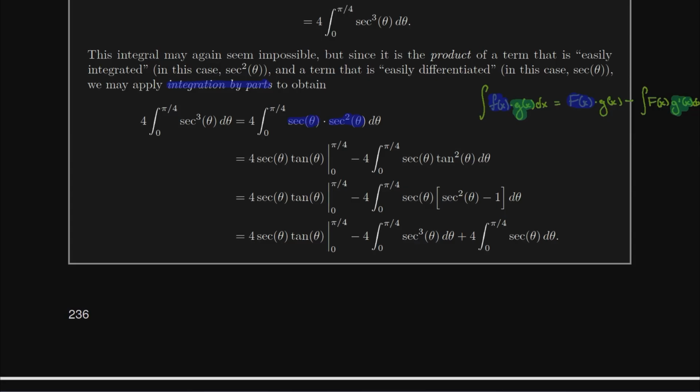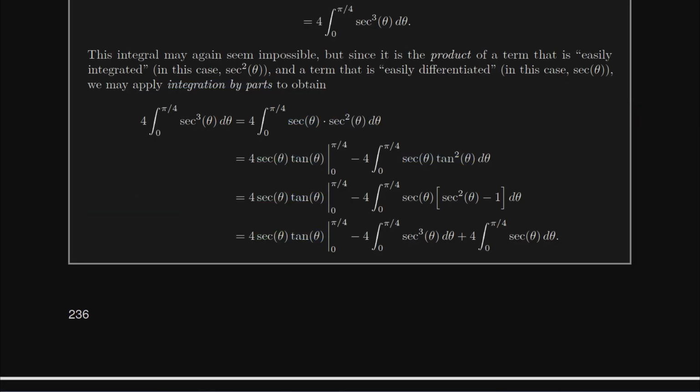The derivative of secant happens to be secant tangent, and if you recall, d d theta of tan theta is secant squared, so the integral of secant squared just happens to be tangent. And so we've got g here, and we have capital F, the integral of secant squared here. The derivative of secant is secant tangent, as well as a second copy of tangent coming from the antiderivative of secant squared. So that's how we're going to start this integration by parts.